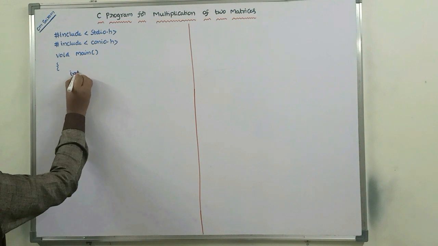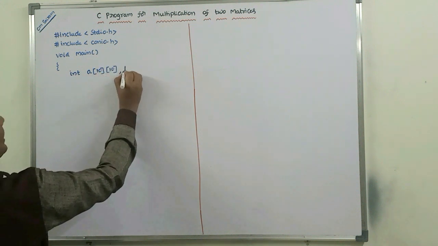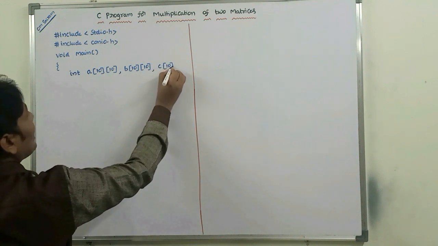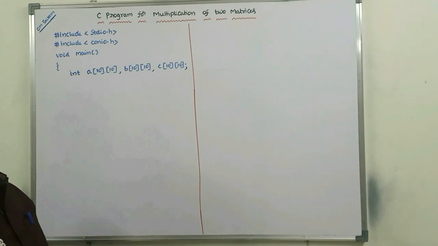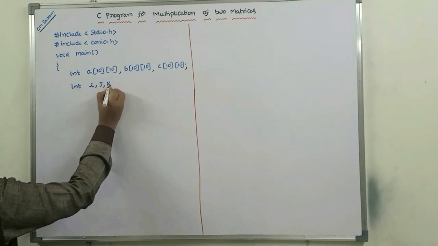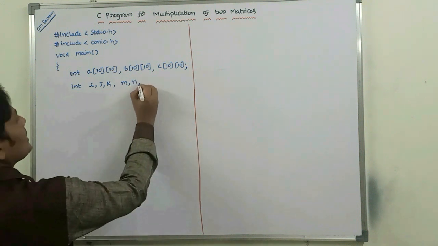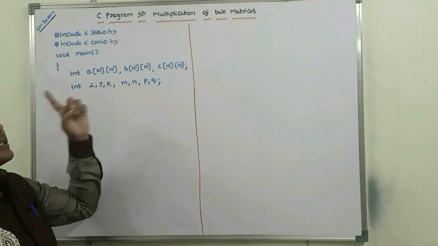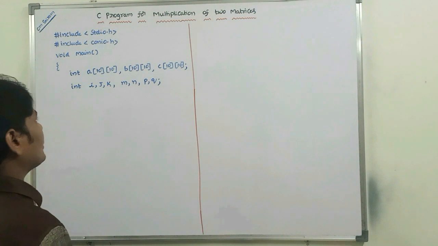Now we have to declare three matrices. Each matrix size is 10 by 10. Matrix A size is 10 by 10, matrix B size is 10 by 10, and matrix C size is also 10 by 10. This is the available size of each and every matrix. From the available size, we have to take only the required size. Next, we declare the variables i, j, k. These are the loop variables. Next, matrix A size is m and n, and matrix B size is p and q. m is the rows of matrix A, n is the columns of matrix A, p is the rows of matrix B, and q is the columns of matrix B.